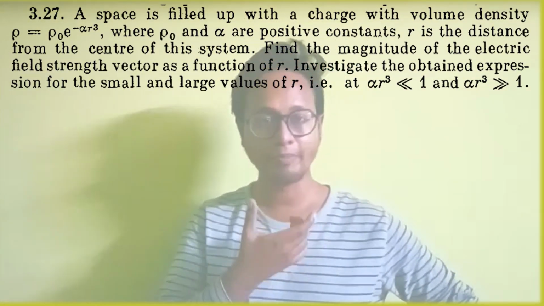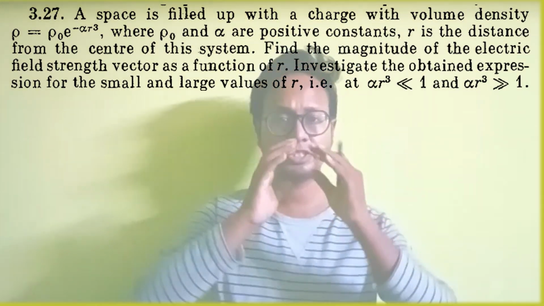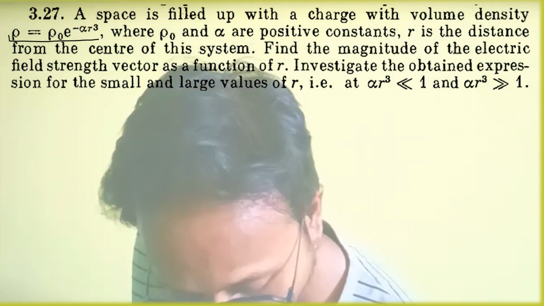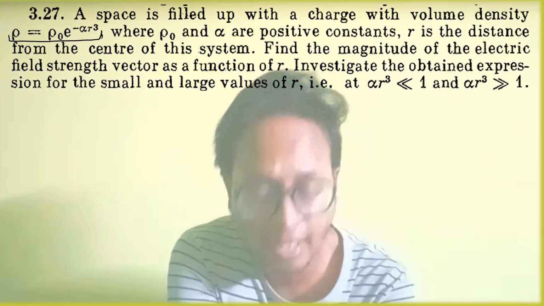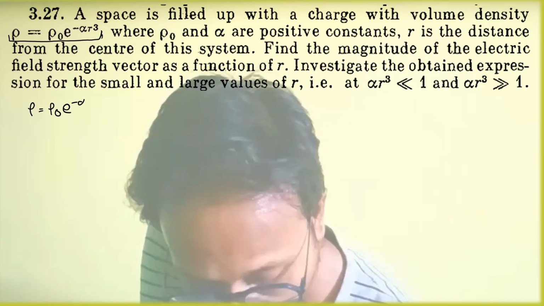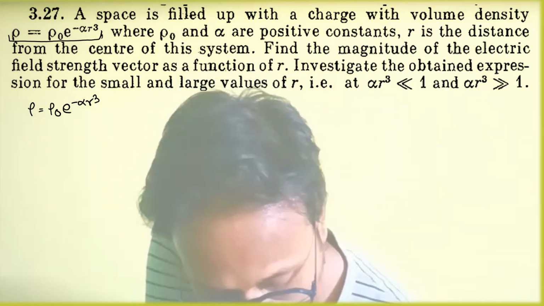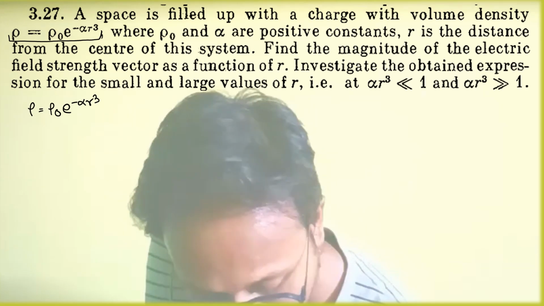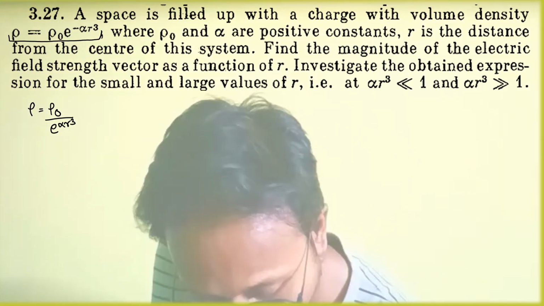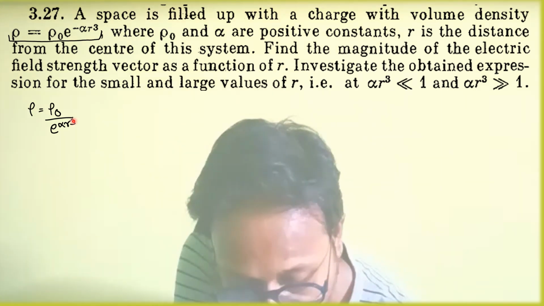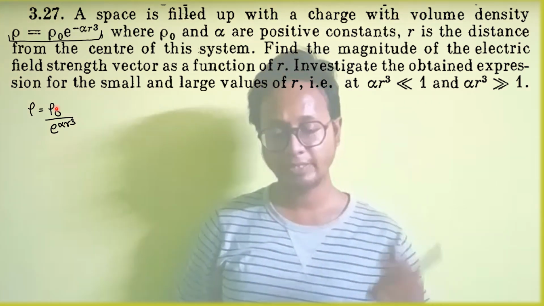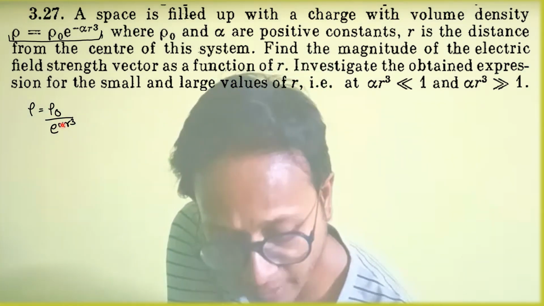So in this question, what happens is there is a charge distribution, or a charge cloud. And the charge distribution is given by this function: rho is equal to rho naught e to the power minus alpha r cube. This e to the power minus alpha r cube can be written as 1 divided by e to the power alpha r cube, isn't it? Now if you analyze this function, as the value of r increases, what happens? E to the power alpha r cube also increases, and a finite number divided by a very large number is 0.